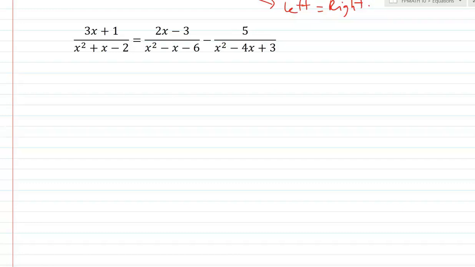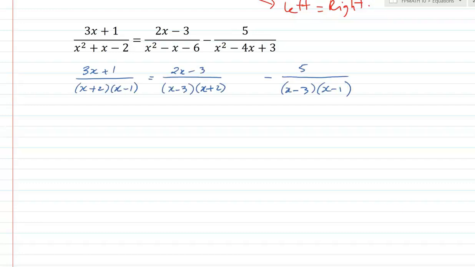Let's go ahead and put all the denominators into factor form. Okay, when you put all the denominators into factor form, that's what you will get. A review of the factoring method. All right, and now from this point on, you need to come up with the LCD and make sure that the LCD is actually a correct LCD.